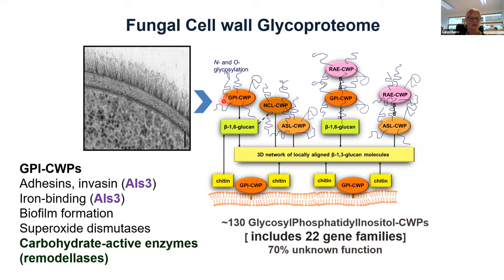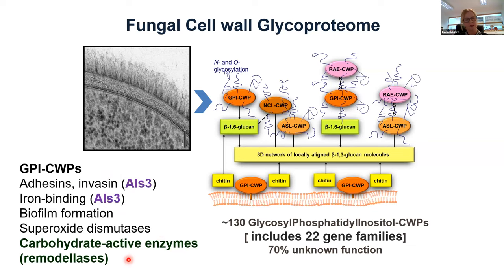Those that we do know the function of have important roles in pathogenicity, including the adhesins, Als3 and Hyr1, which also binds iron, proteins that are important for biofilm formation, another important virulence factor, and superoxide dismutases that can fight the oxidative stress that the host uses to fight off the pathogen.